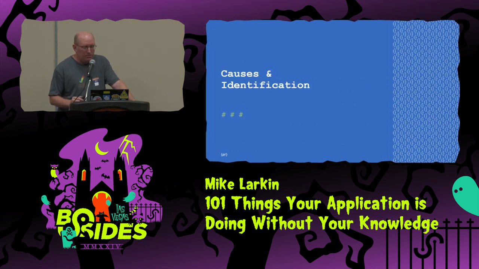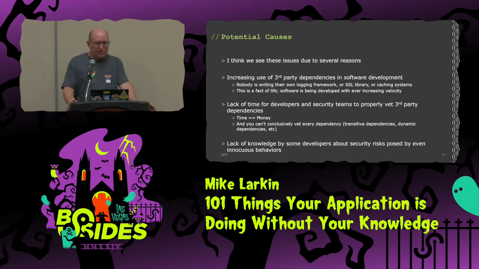So what are some of the reasons why this happens? And this is just my own personal opinion here. I think we see these issues for several reasons. Increasing use of third-party libraries. I mean, nobody writes every single line of code in their app. And like it or not, the velocity at which software is developed today lends itself very well to going to GitHub and finding the library that you need. There's just nothing you can do to change that.